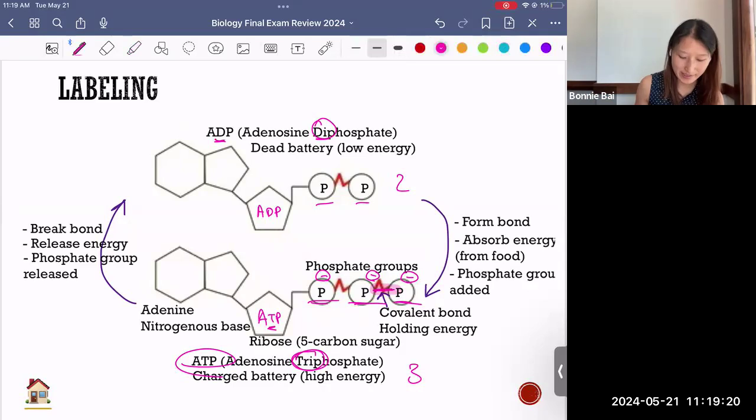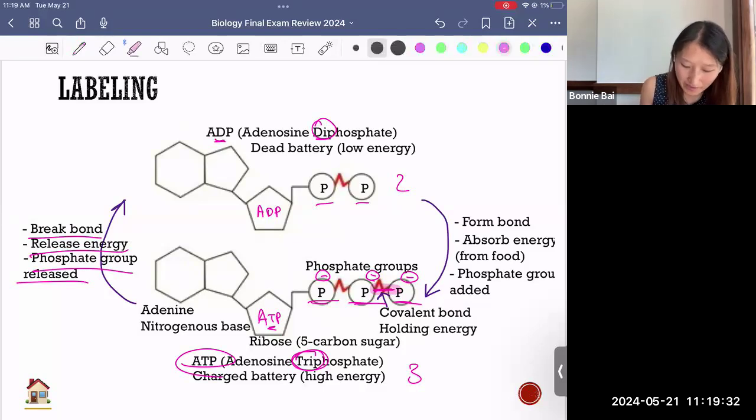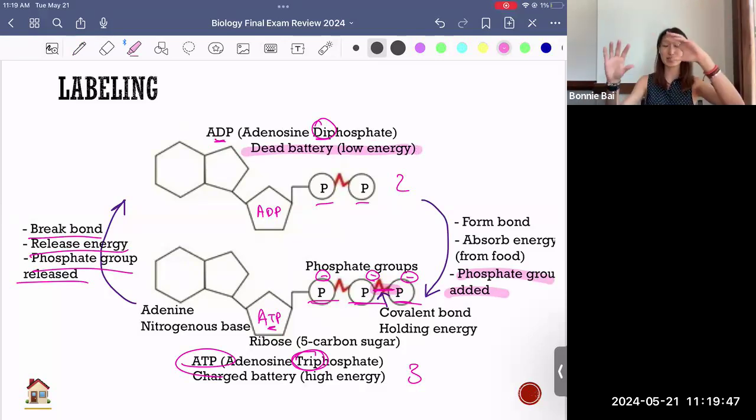So how do you release that tension? How do you release that energy? You break this bond, which allows you to release the energy and also release the phosphate group. That's how you release the energy. So now you can think about ADP kind of as a dead battery, right? It's not dead. It still has potential energy, but now you can recharge it. Add on that extra phosphate group, and now you have ATP again. So this is an ADP-ATP cycle.